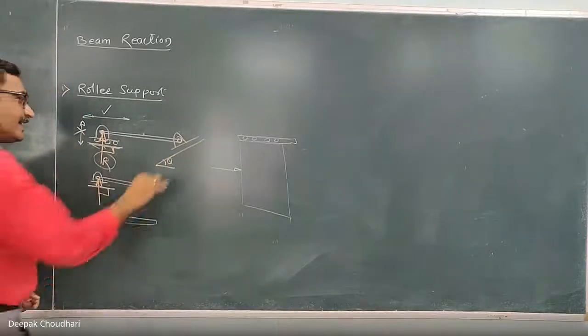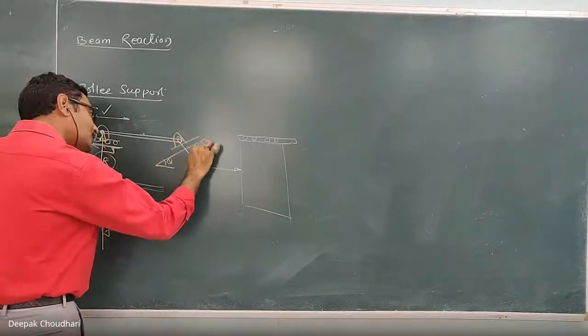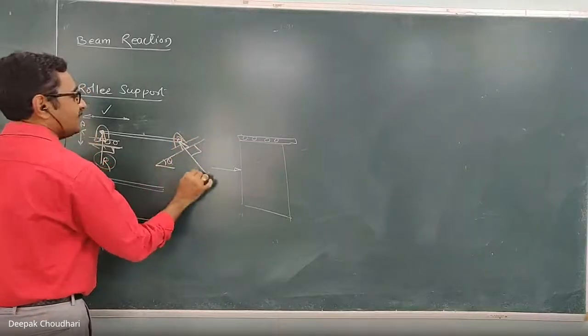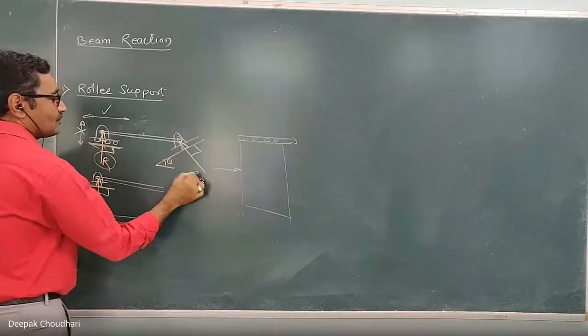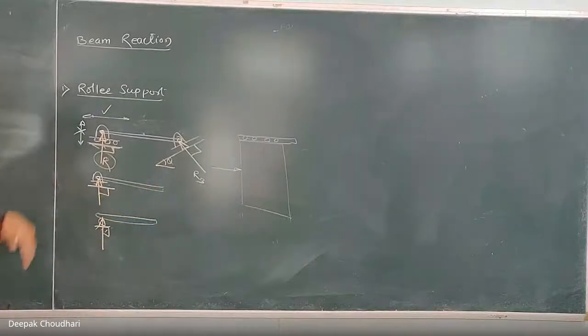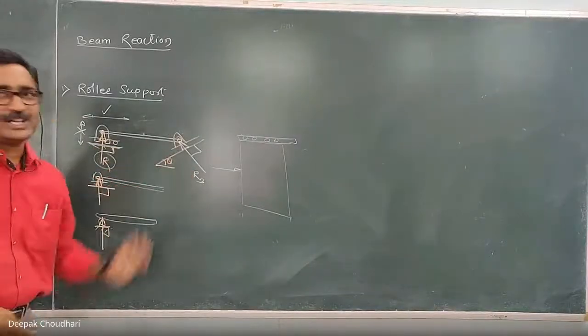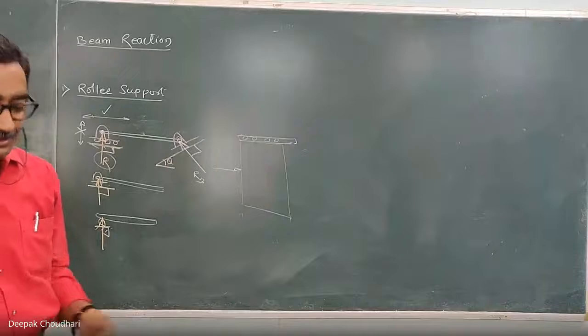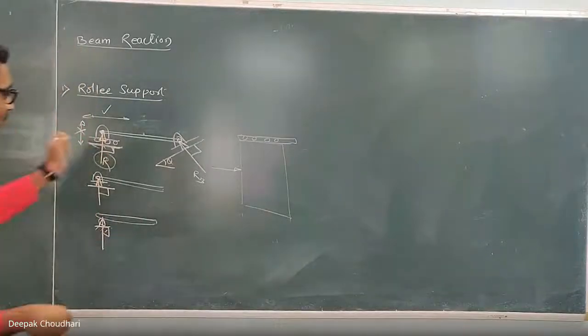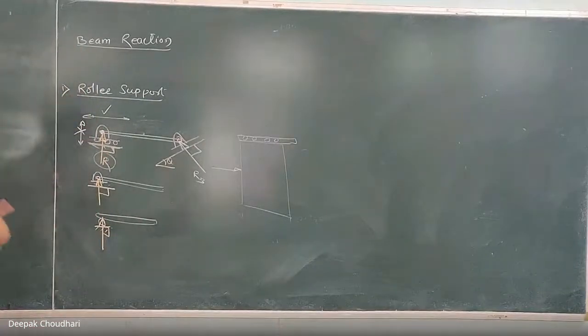So in that case, the reactive force is perpendicular to the supporting surface and the direction of this reactive force can be assumed. With that assumed direction you have to solve the sum, and if the magnitude is positive, the assumed direction is correct. If the magnitude is negative, the assumed direction is wrong. So this is one kind of support, which is known as a roller support.